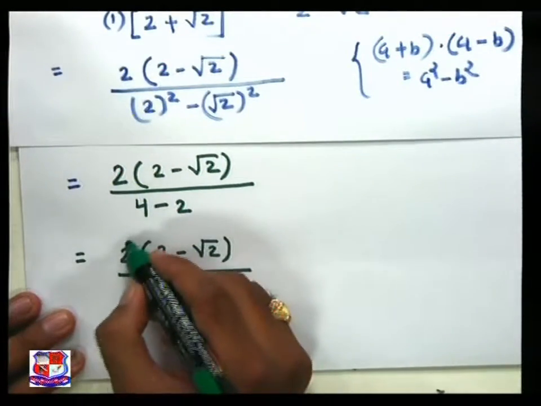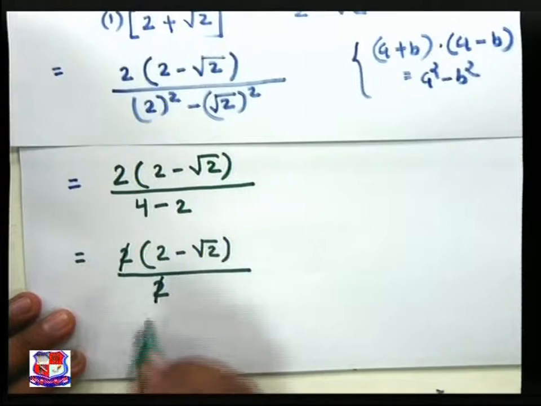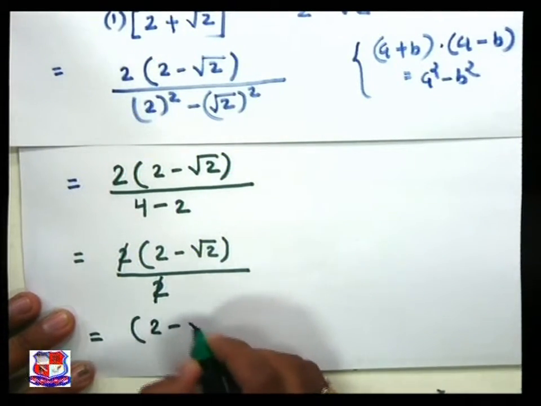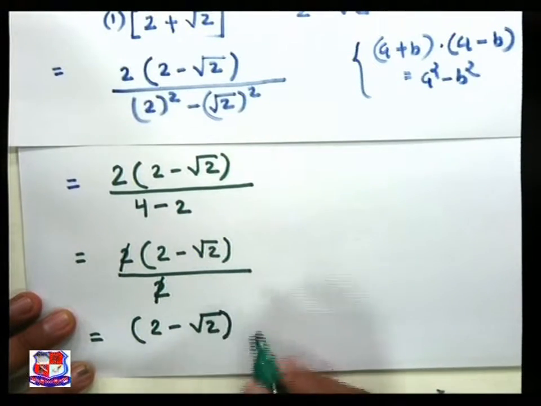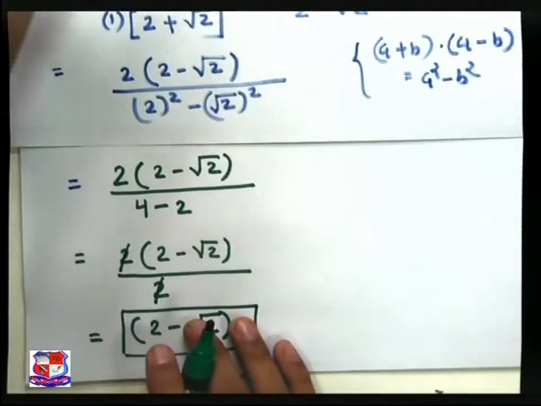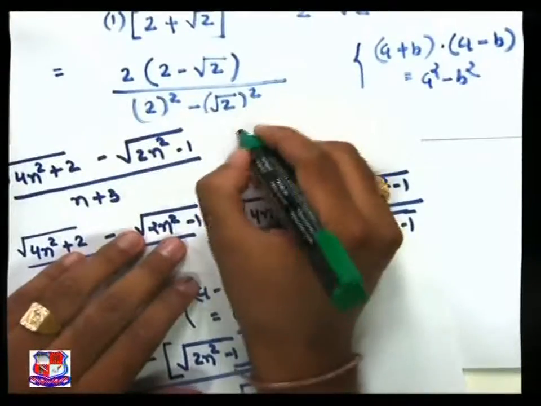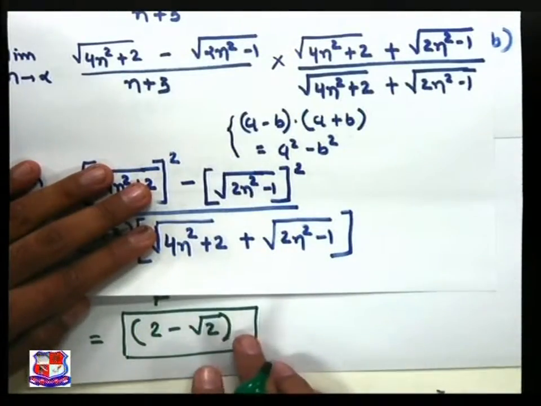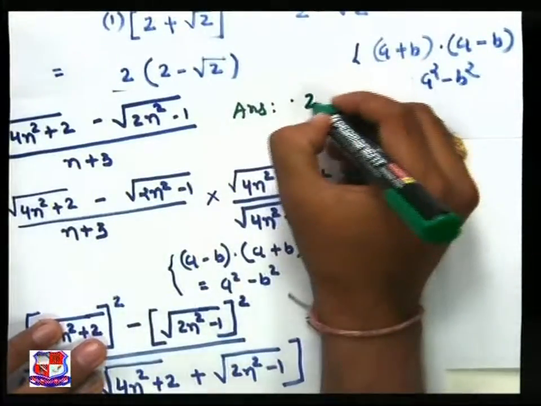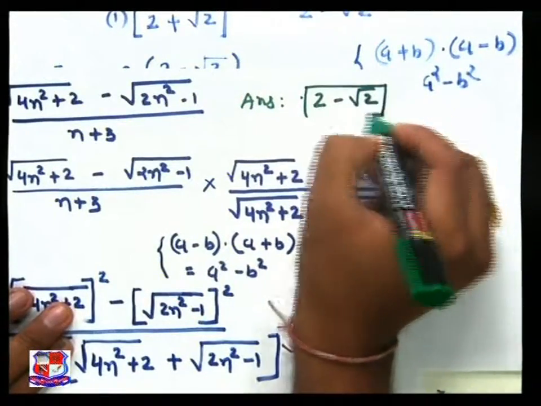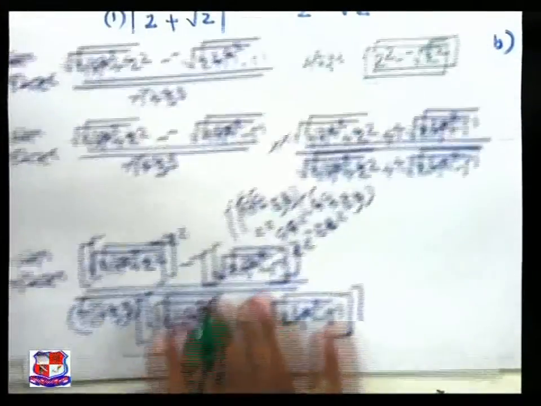So ultimately these 2 and these 2 both are cancelled out, and we get our final result, that is 2 minus square root of 2. So this is our answer. So we write our answer, that is 2 minus square root of 2. Now we move to our next question.